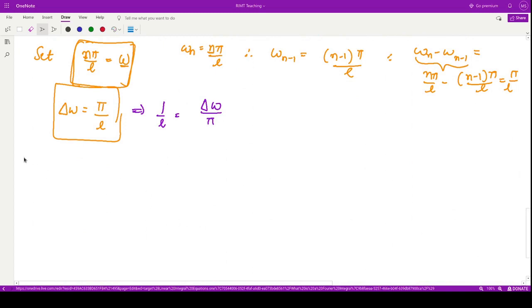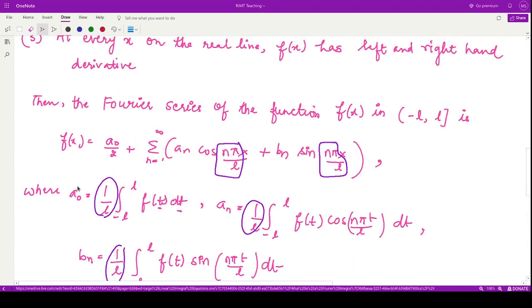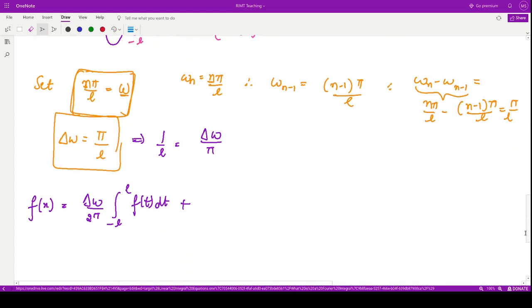So let's see, what do we have? We have f of x equal to delta omega divided by 2 pi integration minus L to L f of t dt, plus, moreover, in place of these coefficients I am substituting the values here, so that I would obtain the integral form for the Fourier series.